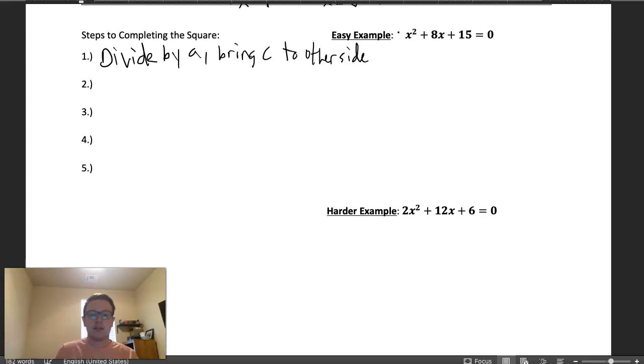So in this case, we don't have any a to divide by. We just divide by 1, but we would subtract 15. So step 1 would leave us with x squared plus 8x is equal to minus 15.